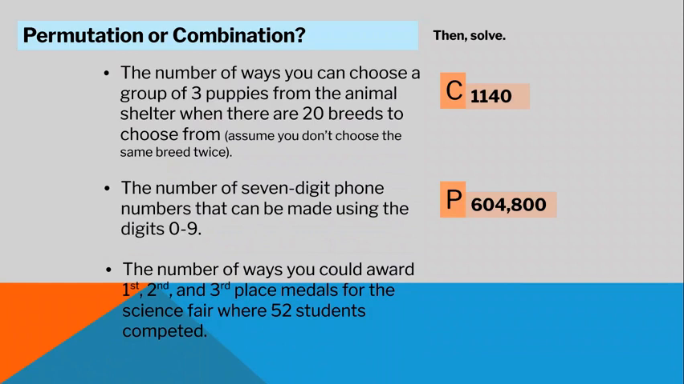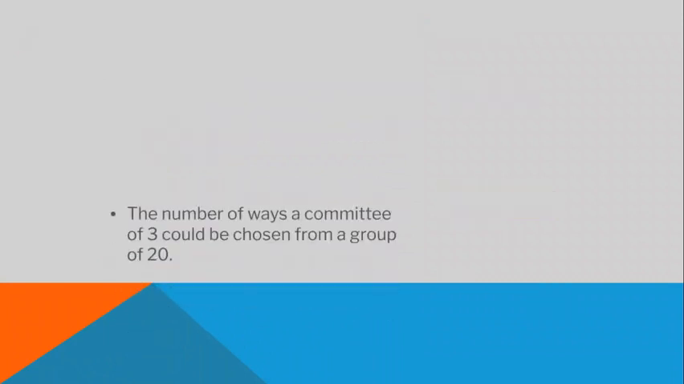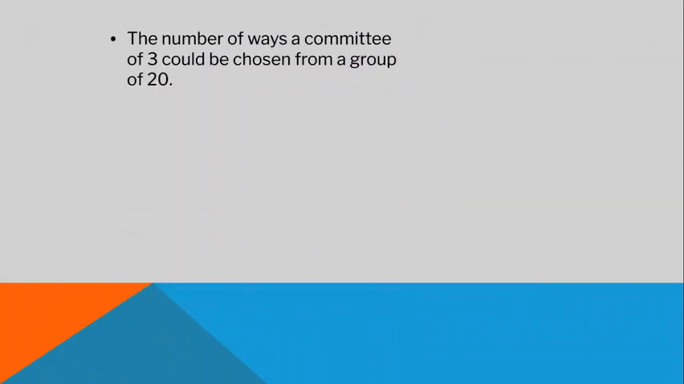The number of ways you could award first, second, and third place medals. Does order matter? Yes. There are 52 students. There are 3 medals. Put it in your calculator. Pause if you don't want to see the answer yet. The number of ways a committee of 3 could be chosen. That's a C for committee. Put the values in your calculator. Pause if you don't want to see the answer yet.